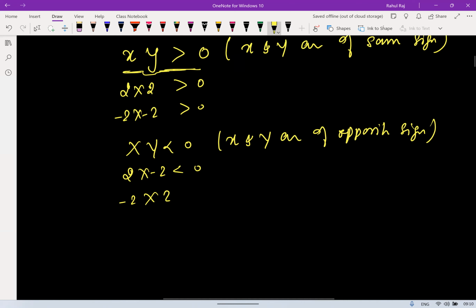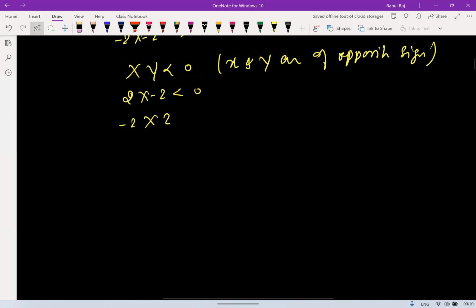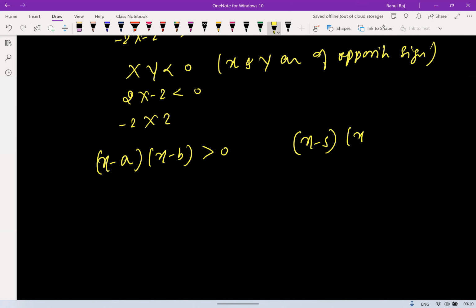Can I twist a bit now? Imagine I'm asking you x minus a into x minus b greater than 0. Or imagine I'm giving you the equation x minus 5 into x minus 10 greater than 0. What do you make out of this? Can you please think about it once? Do you want me to solve it? Yep. I want you to just tell me what exactly you understand from this one.